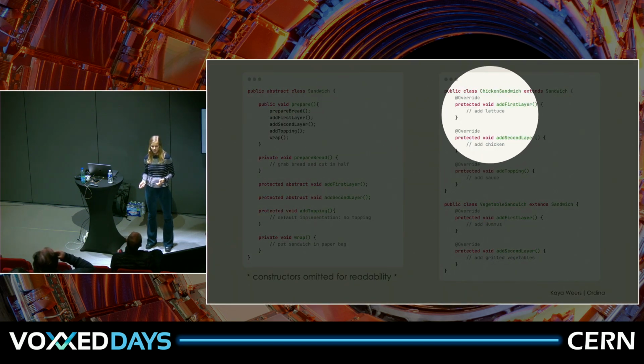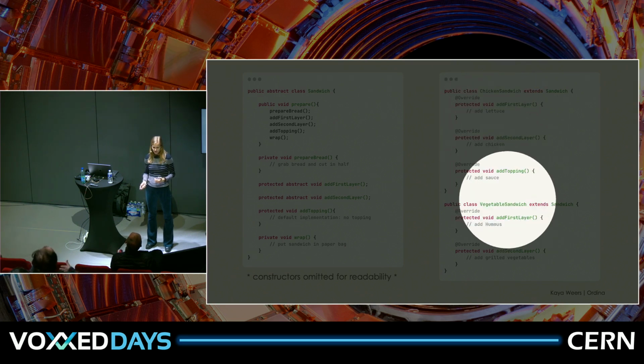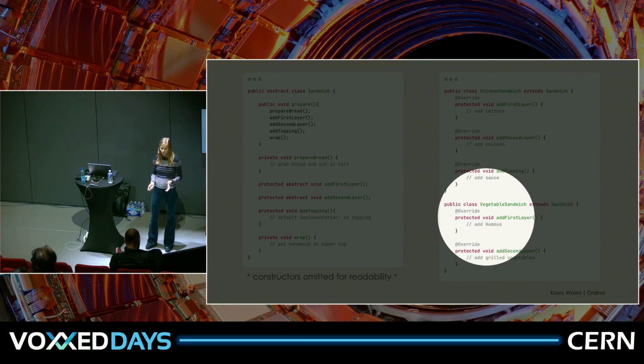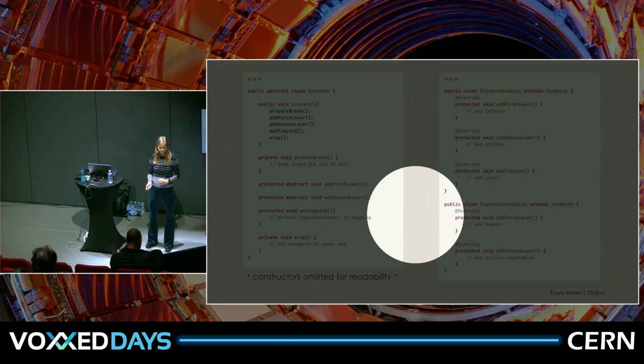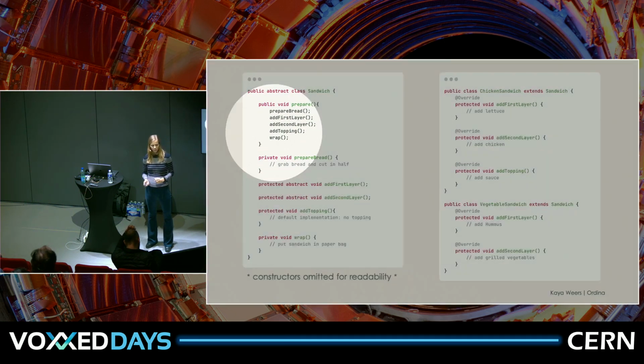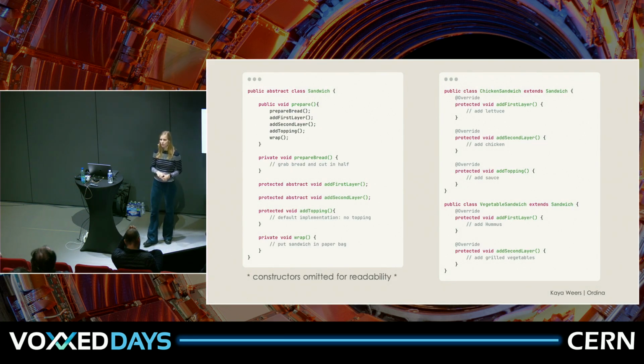So the first layer of the chicken sandwich is lettuce, and the vegetable sandwich has a different first layer. So we have to have the implementation for both. But then we get to the topping. And we said the topping is only for the chicken sandwich. So we cannot do the implementation in the superclass because it has to differ. But do we have to do the implementation in every subclass, only because the chicken has a topping? That's also a bit annoying.